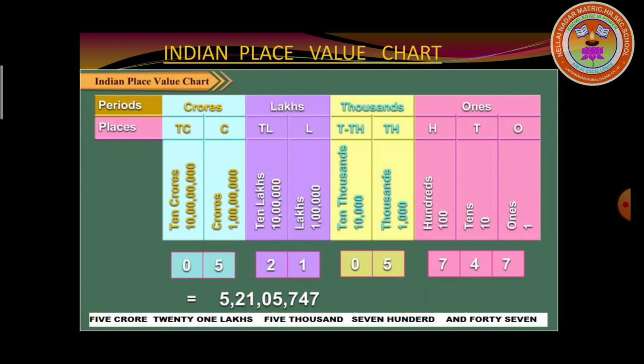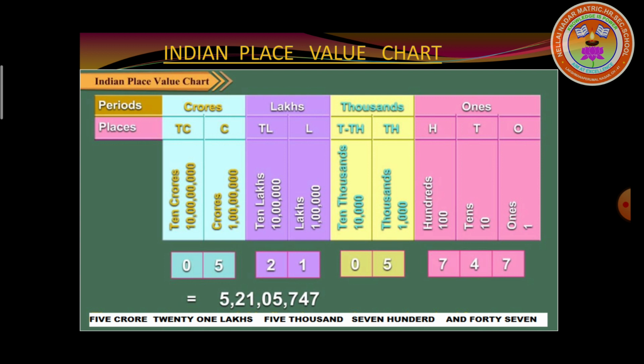This Indian place value chart consists of 4 periods. What are the 4 periods? Say along with me. Ones period, thousand period, lakhs period and crores period. Each period has 3 or 2 places. The first period is the ones period. It is divided into 3 places, that is ones, tens, hundreds.